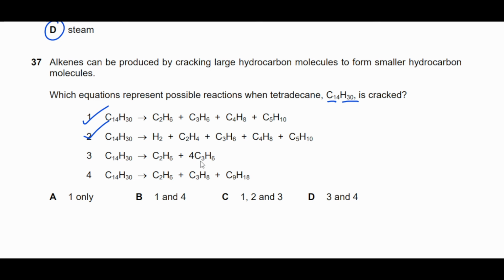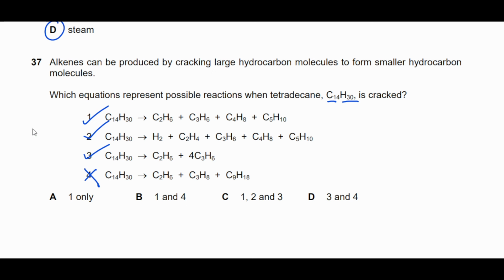3, okay, so 2 plus 4 times 3, so 12 plus 2 equals 14, so that's correct. 6 times 4 is 24, plus 6 is 30, so 3 can also be an answer. And finally 4, 2 plus 3 plus 9, so 12, 13, 14. So the number of carbon is correct, but in this case, the total number of hydrogen is 32 instead of 30, so 4 cannot be an answer.